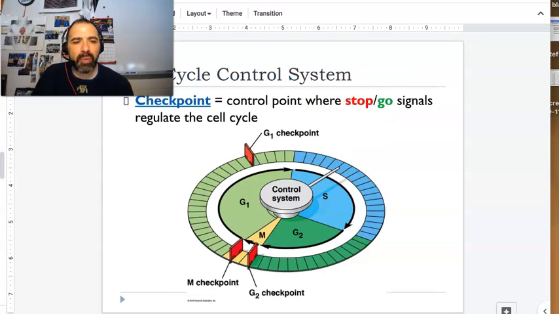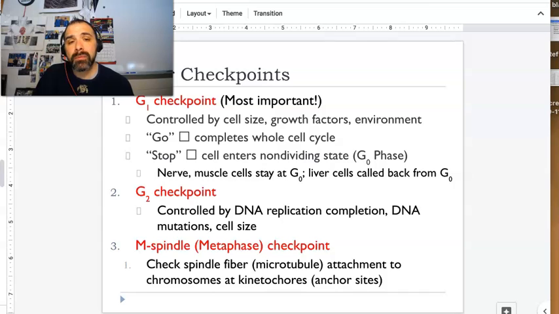This is the main point of what I want you to know for Unit 4: the cell cycle control system, these checkpoints. A control point has these stop and go signals, and they regulate the cell cycle. These are the major checkpoints you should know. G1 is the most important. Put a big star, highlight that. It's controlled by cell size, growth factors, and the environment. So this is your go.